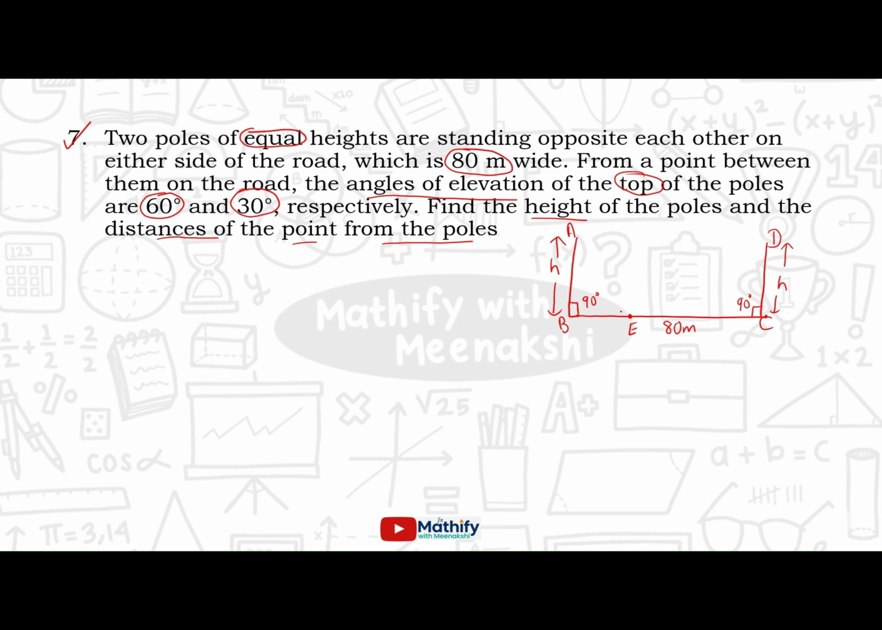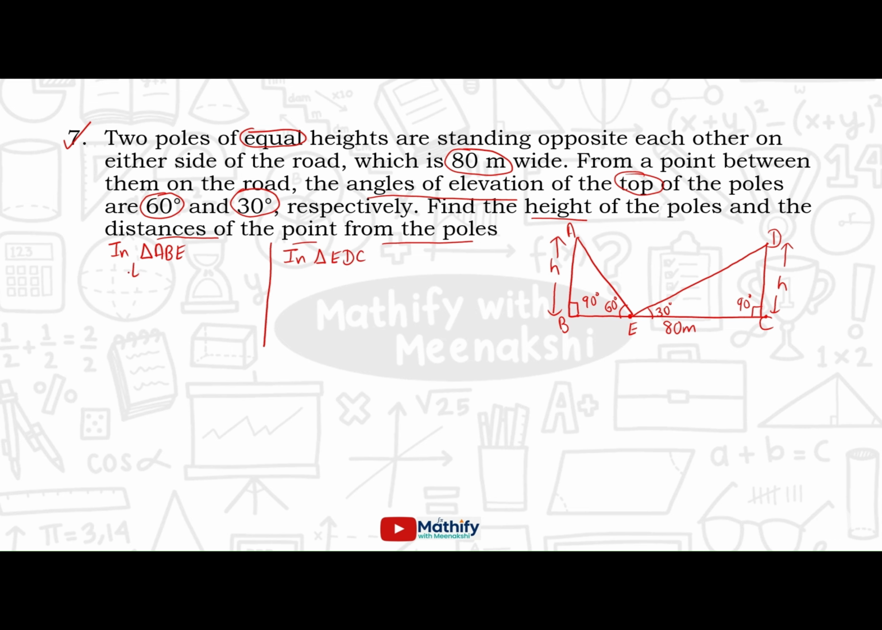Let's write E. It's given that the angle of elevation from this point to the top of the poles, that means to A and to D, is 60 and 30. You can see that this angle is more, so I'm writing here 60 and here 30. Now we have to choose two triangles. In one triangle we need 60 degree and in one triangle we need 30 degree. So I'm selecting two triangles, one for 60 degree, that is triangle ABE, and one for 30 degree, that is triangle EDC.